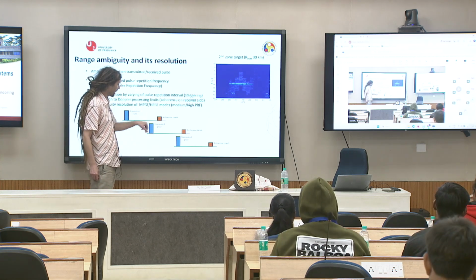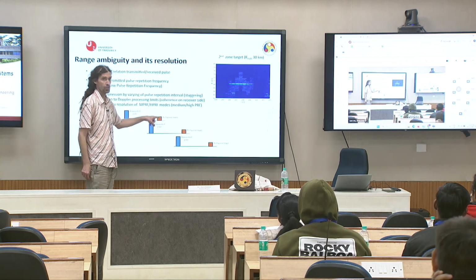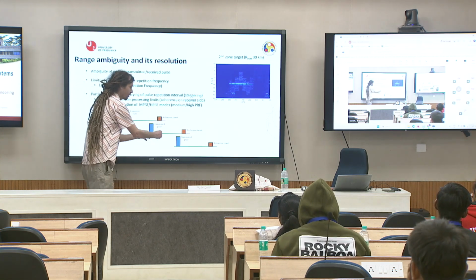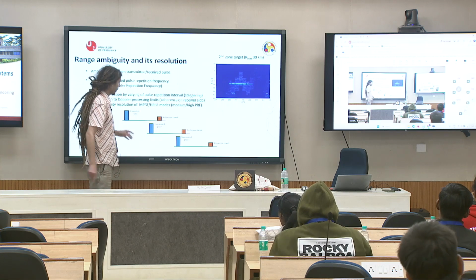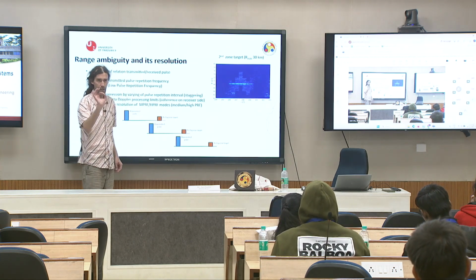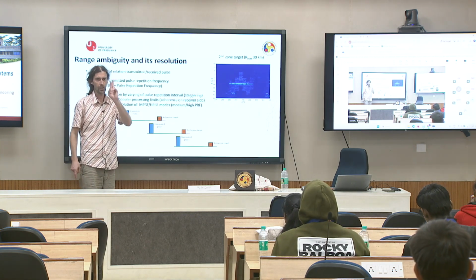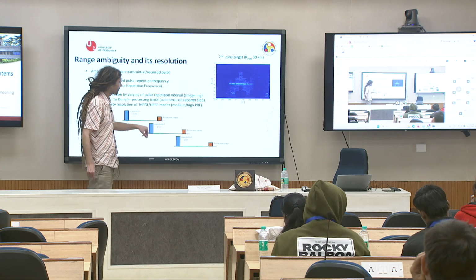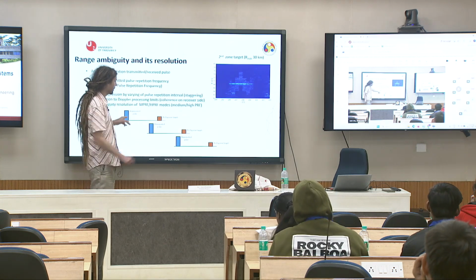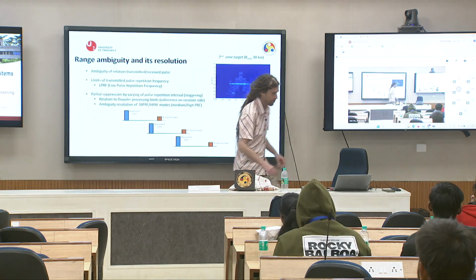It is clear why this is an ambiguous target, because I don't know if it's this or this. So imagine 60 kilometers, 5 kilometers: the true range is 5 kilometers, measured range is 60 kilometers, or measured is 5 kilometers but real is 60 kilometers, like this example.